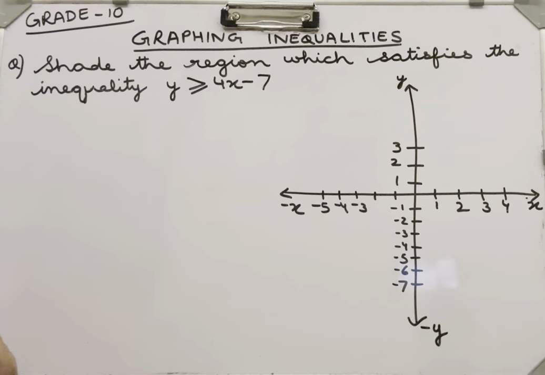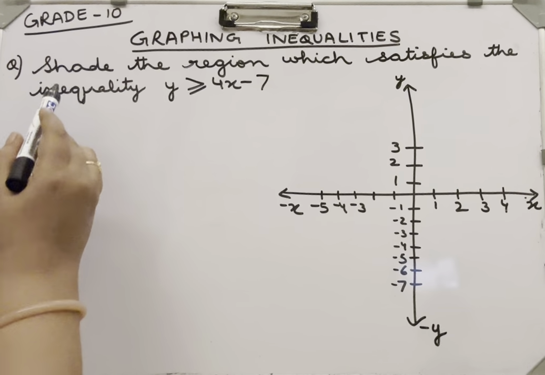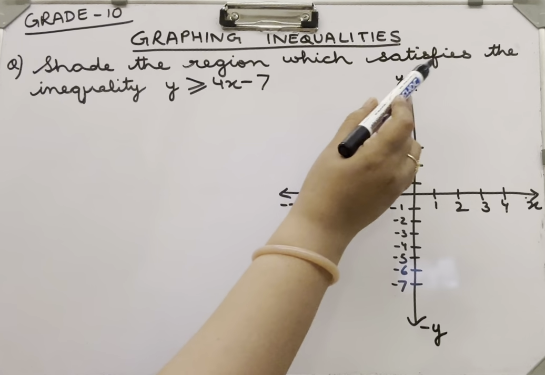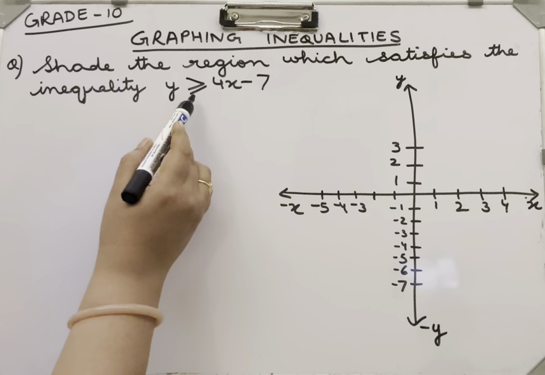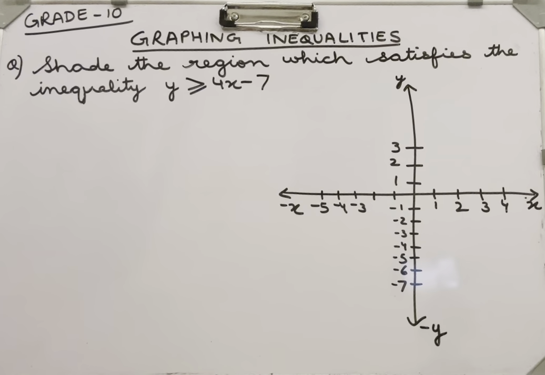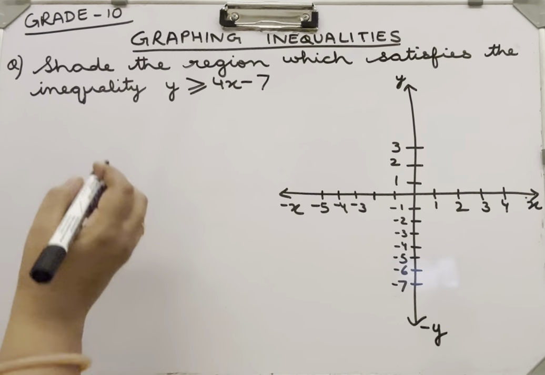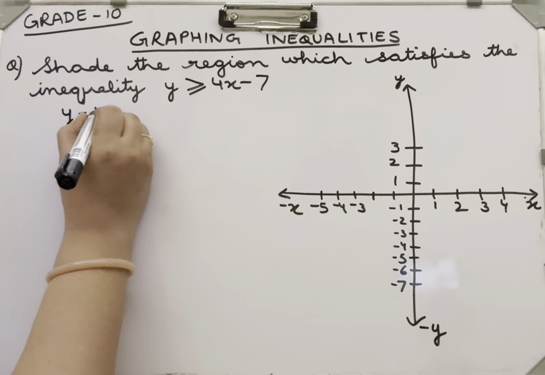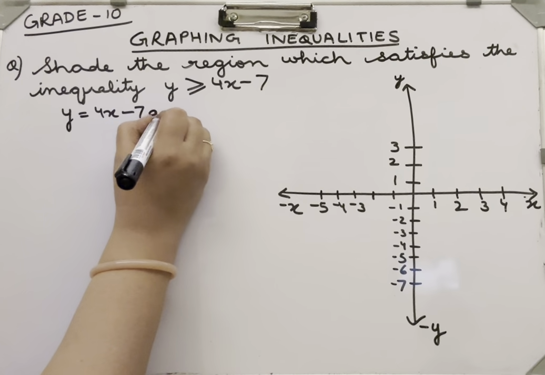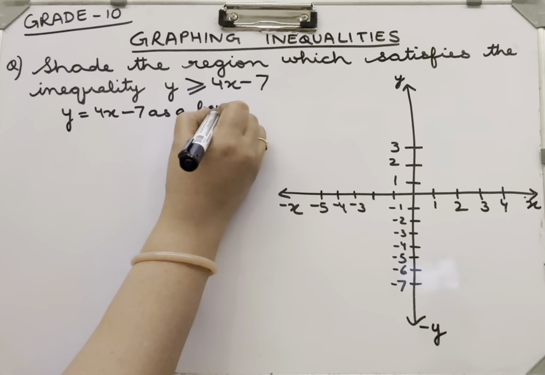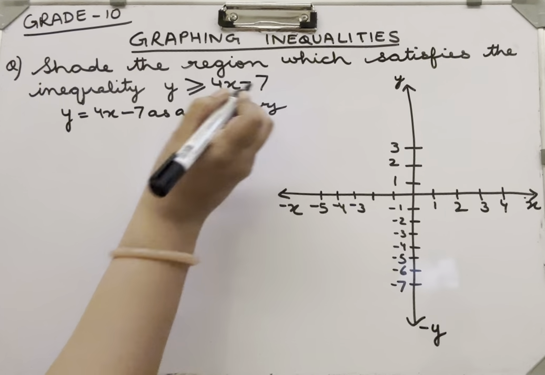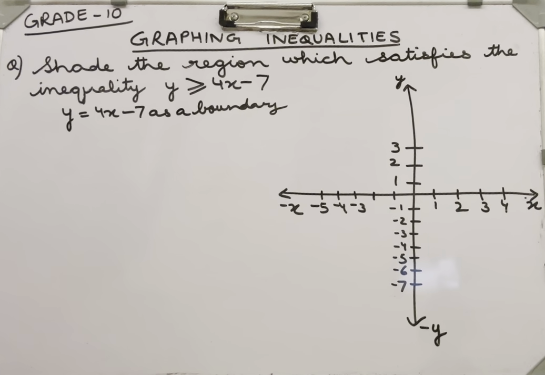So today's problem is: shade the region which satisfies the inequality y greater than or equal to 4x minus 7. So the region has the line y equals 4x minus 7 as a boundary. Now this line is a boundary. First of all, the line has to be drawn by finding the coordinate points satisfying this equation.